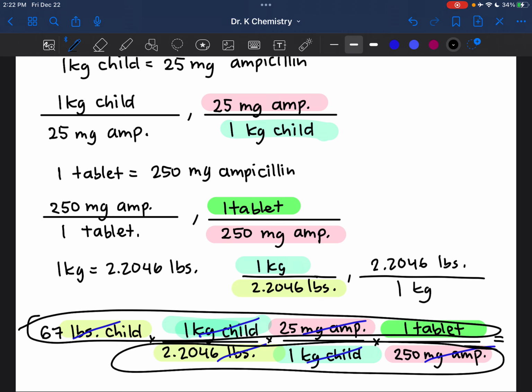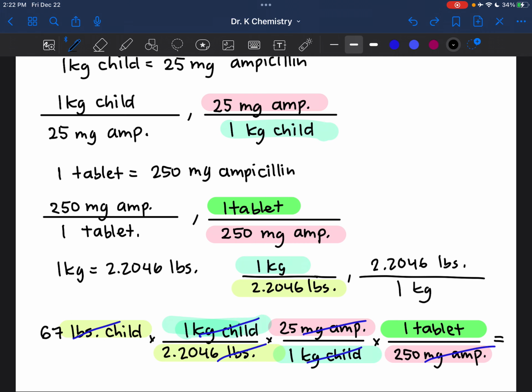So we are multiplying everything in the numerator and dividing by everything in the denominator. So that's going to be 65 times 25. I'm ignoring the ones here because they're not going to change anything. And then I'm dividing by 2.2046 and 250. And I'm getting 3 tablets will be needed to administer that dose.